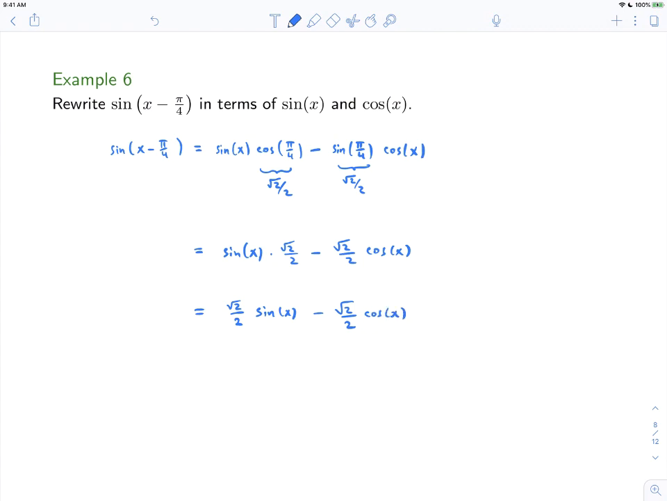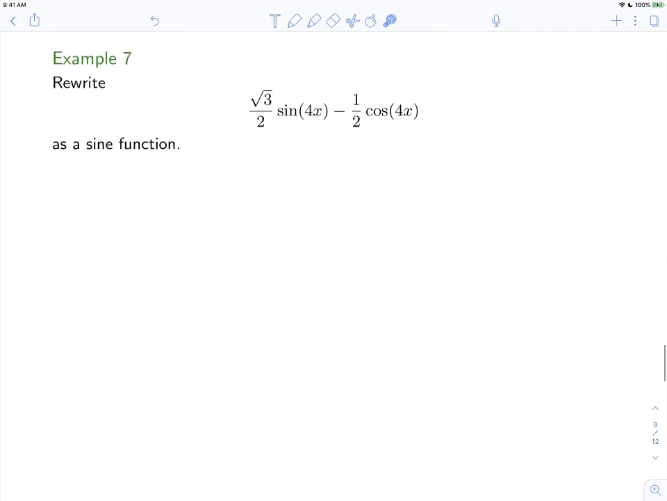So we've shown that sine of x minus pi over 4 is equal to the square root of 2 over 2 times sine of x minus the square root of 2 over 2 times cosine of x. And that's what we wanted to do. We wanted to write it in terms of sine of x and cosine of x, and here it is. Let's look at another example. This example wants us to do actually the opposite. Before we had a sine function and it asked us to write it in terms of sine and cosine. Here we have a sine and a cosine, and we want to combine them into a single sine function.